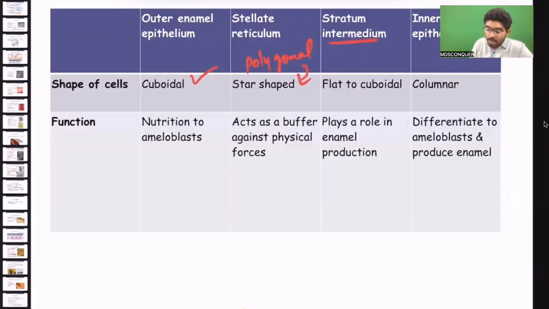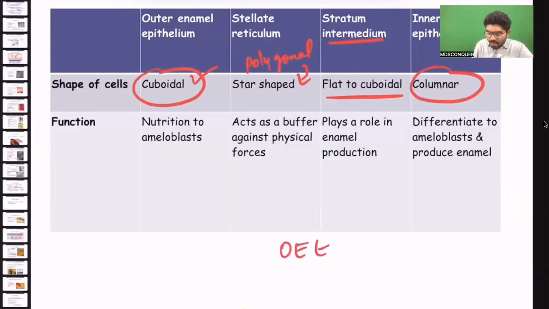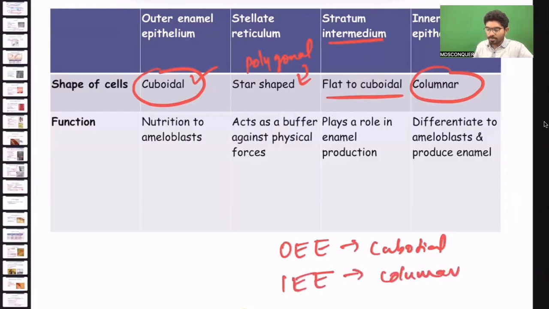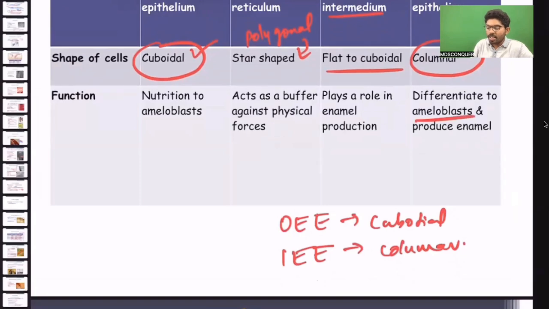Stratum intermedium we have also discussed. It is flat to cuboidal in shape. Inner enamel epithelium is columnar. This is a very frequently asked question: outer enamel epithelium cells are cuboidal in shape, whereas inner enamel epithelium cells are columnar in shape. They differentiate into ameloblasts and form enamel.